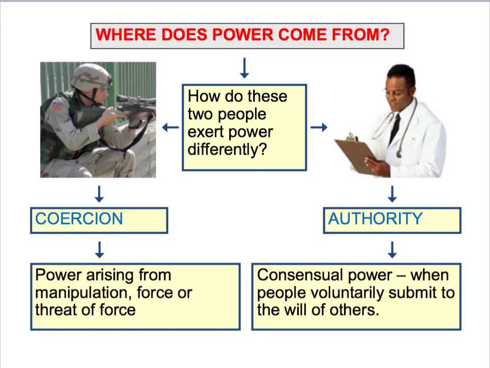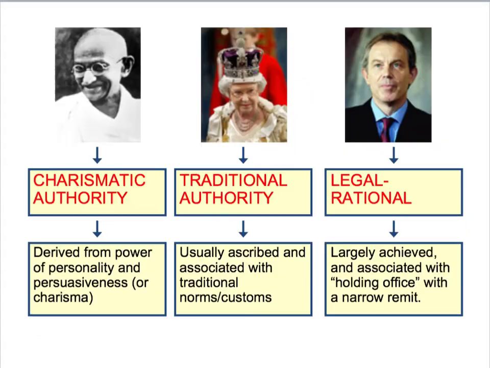And then the other source of power, which is more legitimate, is what Weber calls authority. And this is what I've called here consensual power. This is a power relationship where people voluntarily submit to the will of others. So people will obey somebody, for example, not because they're being forced, but because they think that it's the right thing to do. And Weber identified three different types of political authority.